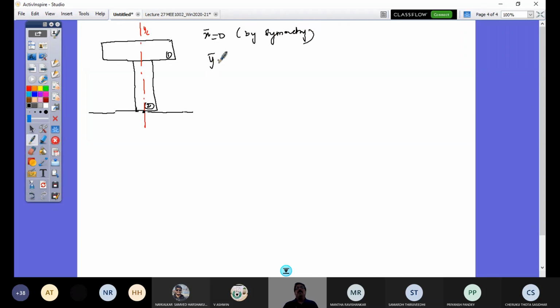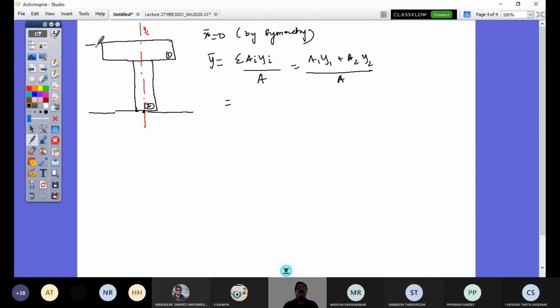Now what is my y bar? So y bar would be sigma ai yi by total area. So it is a1 y1 plus a2 y2 by total area, what we have done just in the previous problem. So now what is a1 for that?